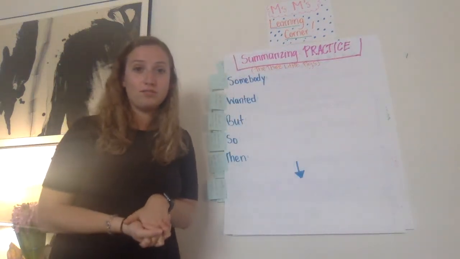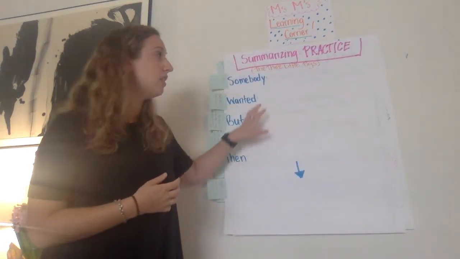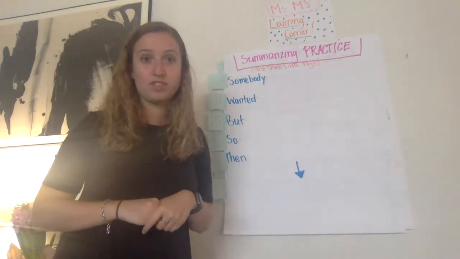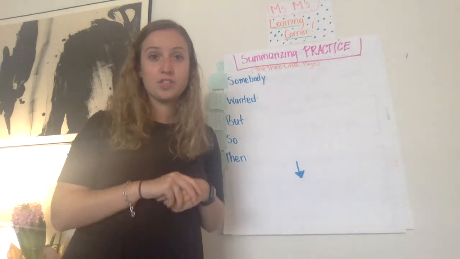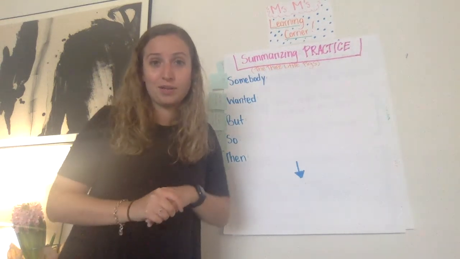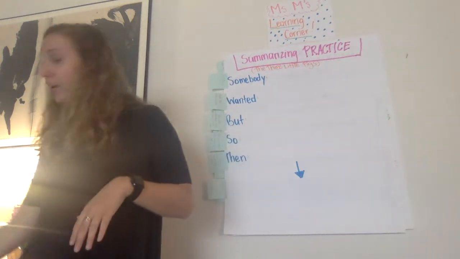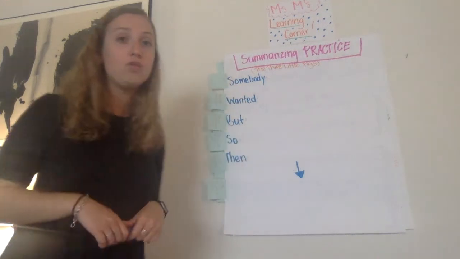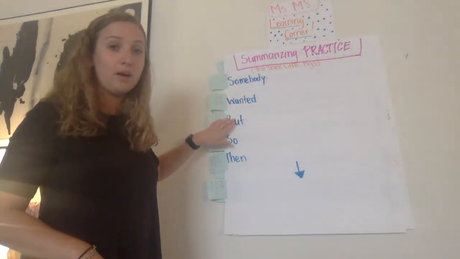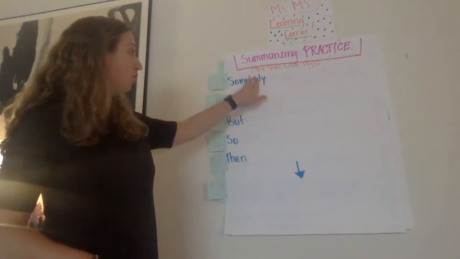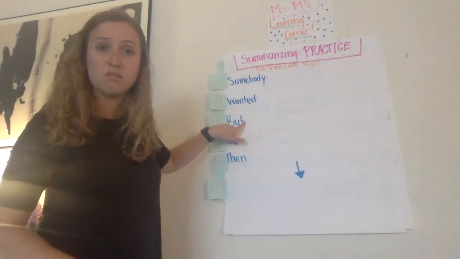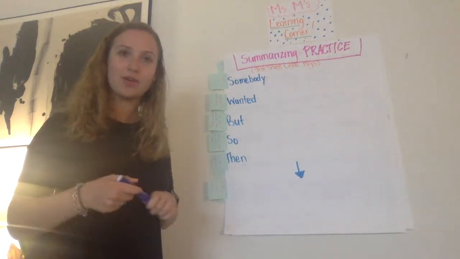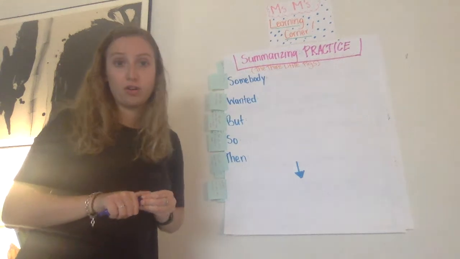For this example, we will be using the story, I know it's a little hard to see, The 3 Little Pigs. If you need help remembering the story, in the description underneath this video you can find a link to the 3 Little Pigs story. What we are going to do is summarize the 3 Little Pigs using our somebody, wanted, but, so, then. Our who, what do they want, why, what happened, how did they figure it out, and how did it end, okay? So we're thinking about the 3 Little Pigs.